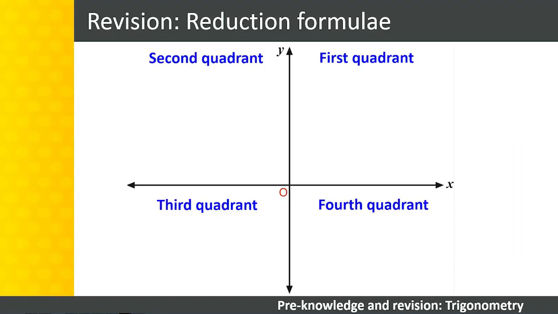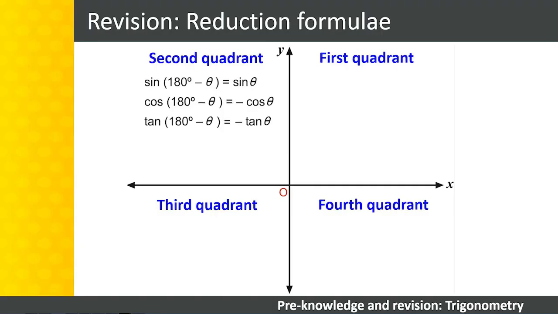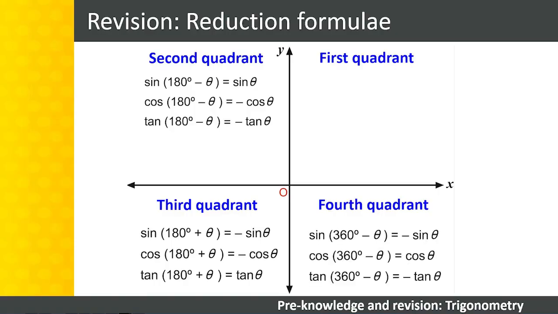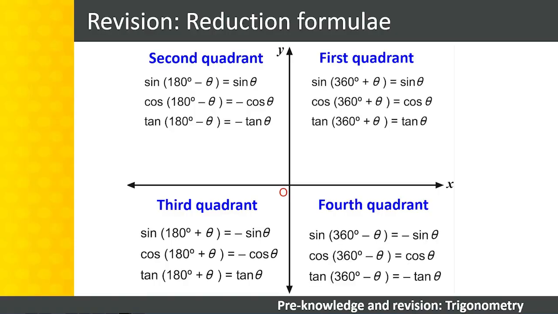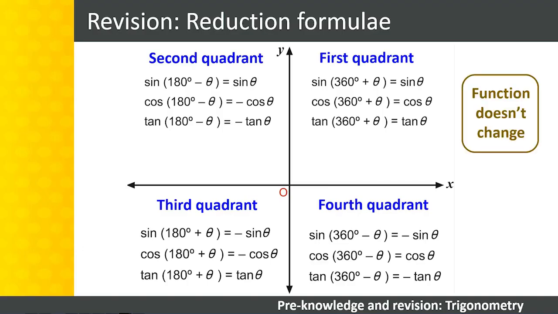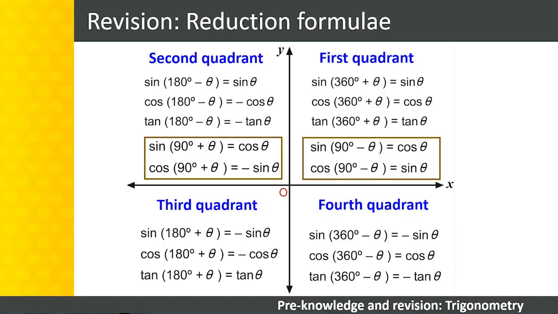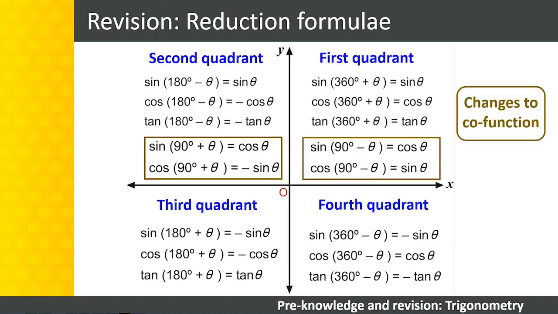When we determine function values of 180 degrees minus theta, 180 degrees plus theta, 360 degrees minus theta, 360 degrees plus theta, and negative theta, the function does not change. When we determine function values of 90 degrees plus theta, 90 degrees minus theta, theta plus 90, and theta minus 90, the function changes to its cofunction. These reduction formulae are important for simplifying trigonometric expressions.